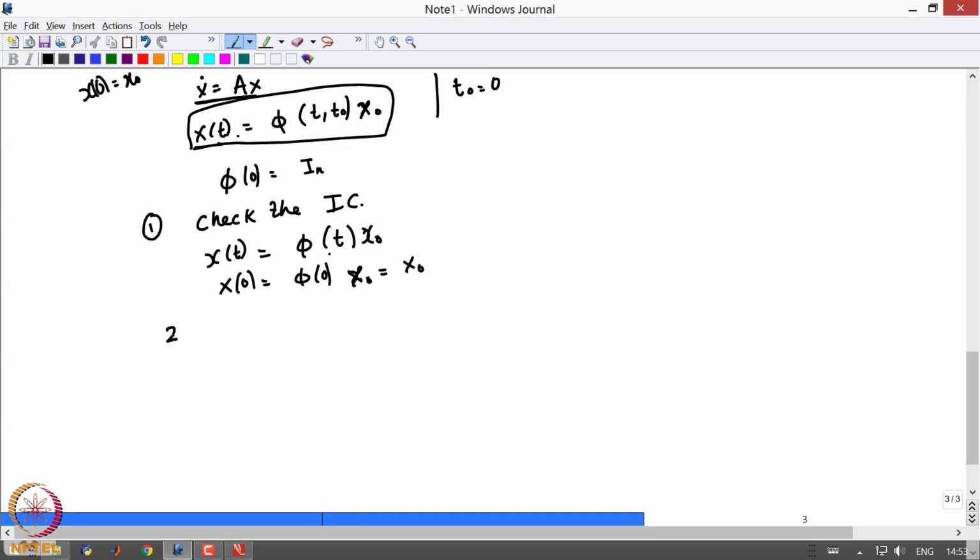Now, the second thing to verify is that if a certain x of t is a solution to x dot equal to A x, then it must actually satisfy the differential equation.